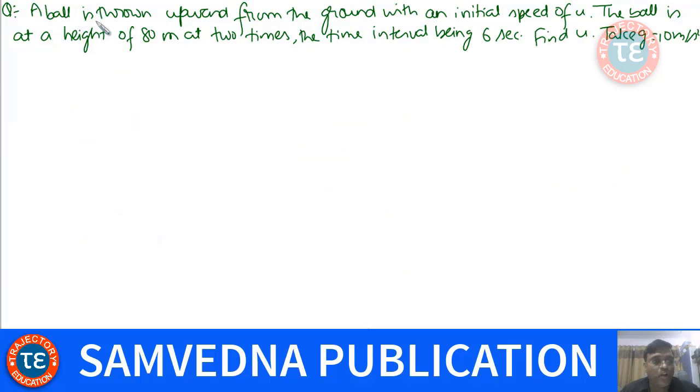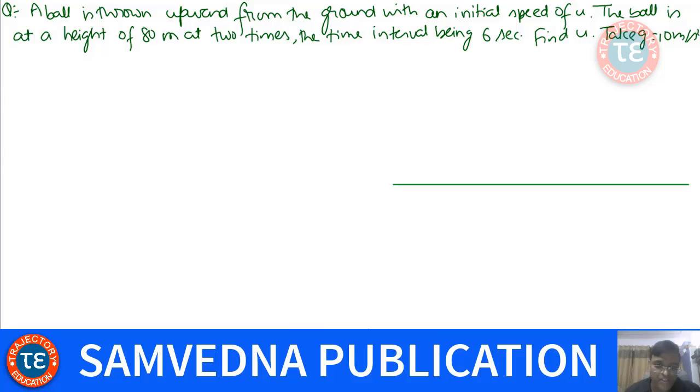Our next question says a ball is thrown upward from the ground with an initial speed of u. The ball is at a height of 80 meter at 2 times, the time interval being 6 seconds. Find u. What does the question mean?